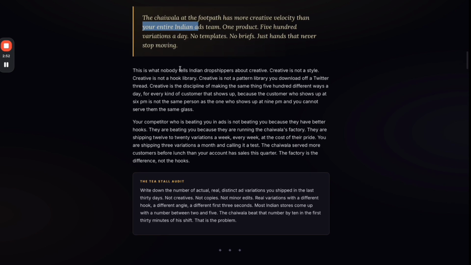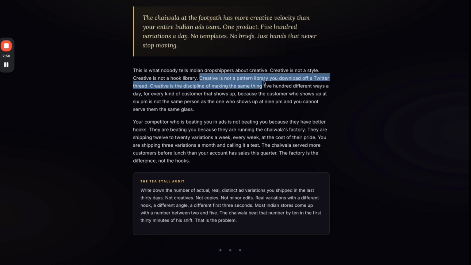This is what nobody tells Indian dropshippers about creative. Creative is not a style. Creative is not a hook library. Creative is not a pattern library you download off a Twitter thread. Creative is the discipline of making the same thing 500 different ways a day for every kind of customer that shows up, because the customer who shows up at 6 p.m. is not the same person as the one who shows up at 9 p.m. and you cannot serve them the same glass.